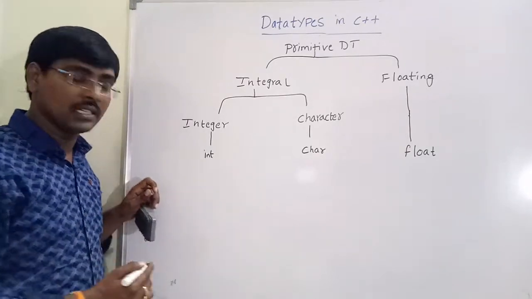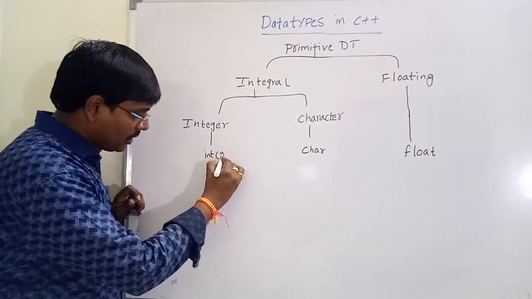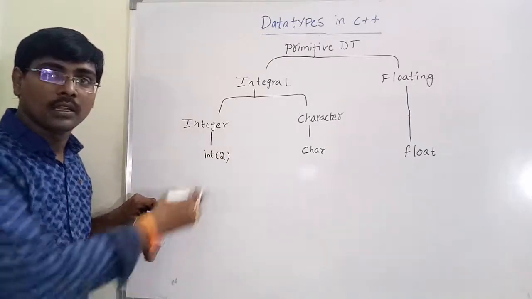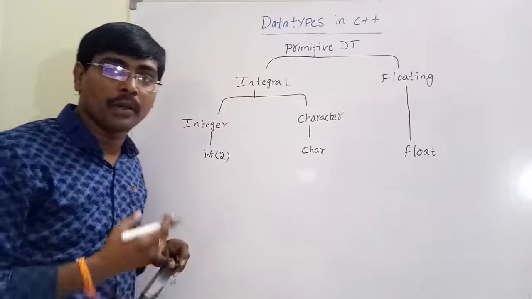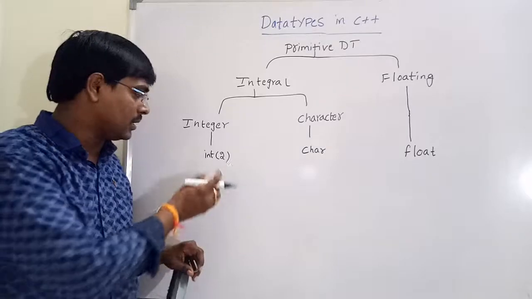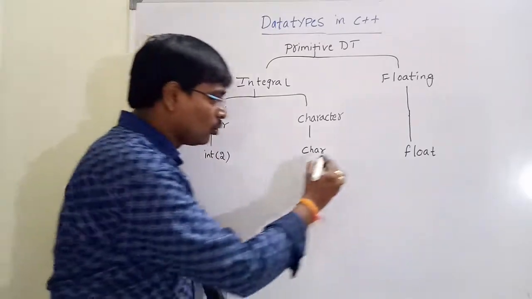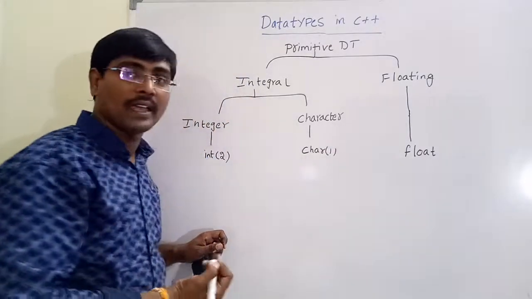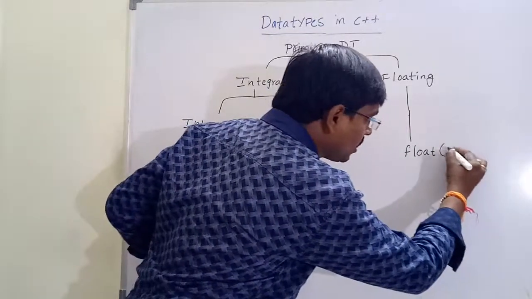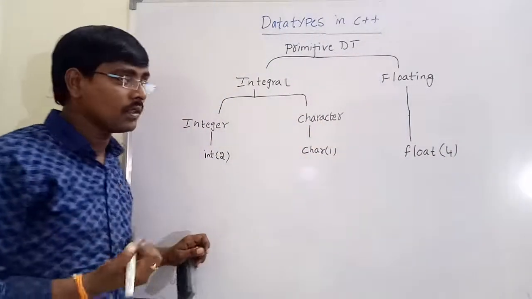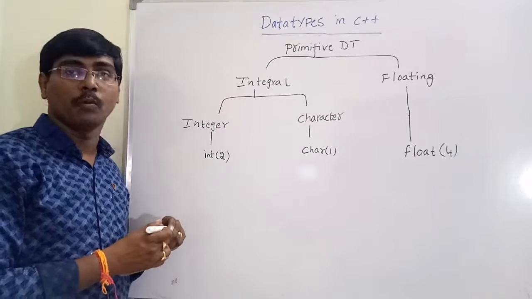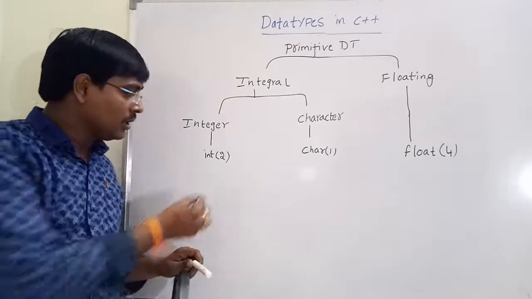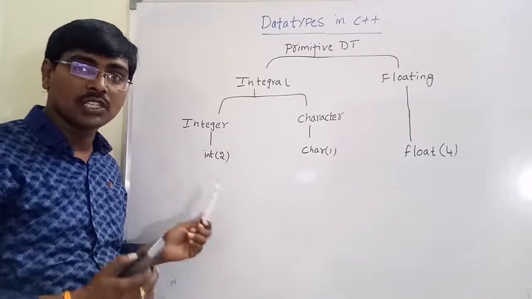What are the sizes? Here I am mentioning them in byte format. A byte is a number of 8 bits. Size of integer is 2 bytes. Size of a character is 1 byte. And the size of float is 4 bytes. For example, 2 bytes means 16 bits.